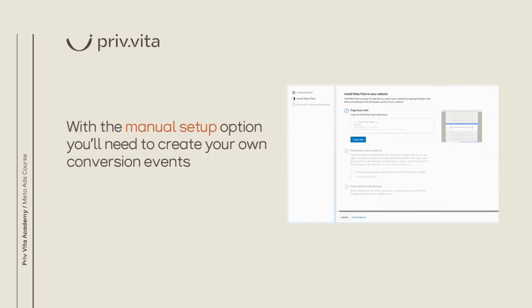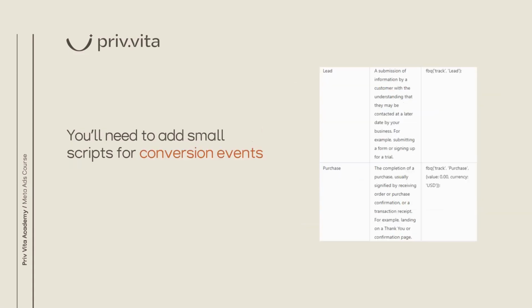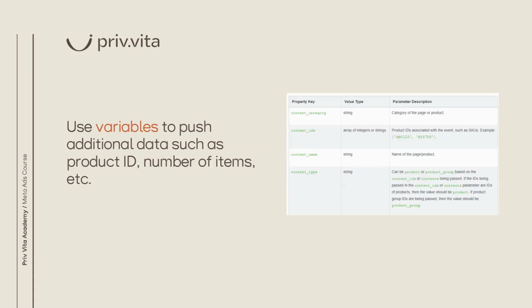Now for the manual setup option, you will need to create your own conversion events. The code Meta gives you is only for tracking page view events. In other words, if you add this code to your site, you will only be able to see the page views. Alongside the base code, you will need to add a small script for your conversion events such as purchases, add to carts, or leads. And then of course there are variables to push additional data such as product ID, number of items, etc.